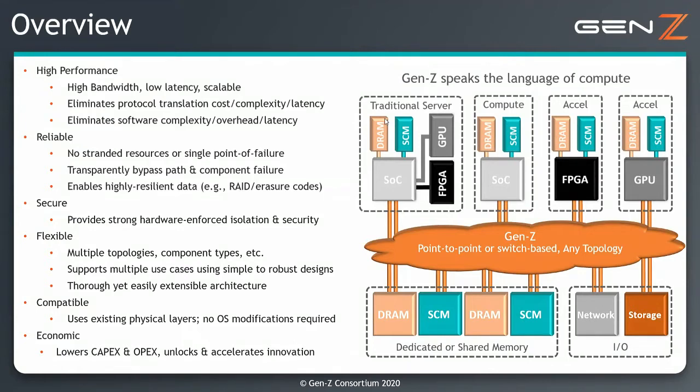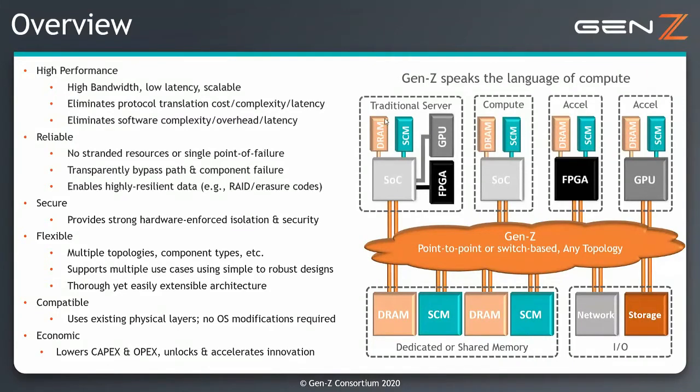It has security, hardware-enforced security. It's flexible. Shown here in this diagram is a Gen Z fabric, but it could be a mesh, a daisy chain. Topology is totally arbitrary. It's compatible. Gen Z uses existing physical layers from both PCIe, internal to the box, and IEEE 802.3 at the PHY level which comes from the Ethernet world.